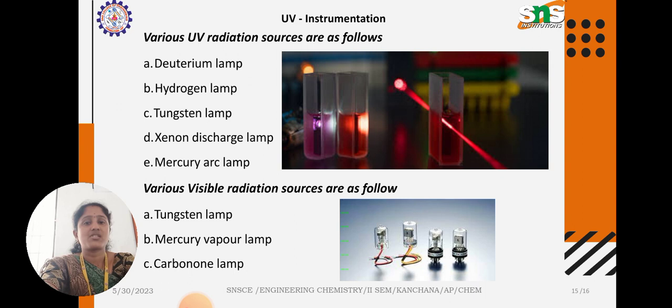UV instrumentation. Various UV radiation sources are as follows: deuterium lamp and hydrogen lamp, tungsten lamp, xenon discharge lamp, mercury arc lamp. Various visible radiation sources are as follows: tungsten lamp, mercury vapor lamp and carbon arc lamp.